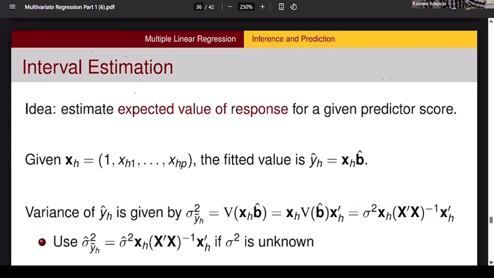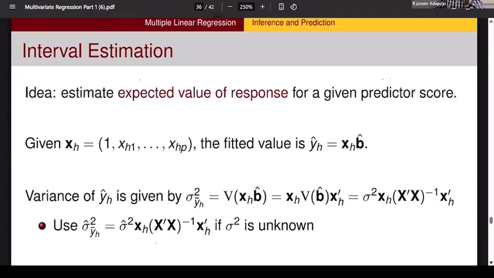But you know what I want to walk us through? Let's first look at the average. And that is what I mean here. Take a look at that. Whenever you hear expected value of response, it means I actually want to make a prediction for the average, the expected value of the response.